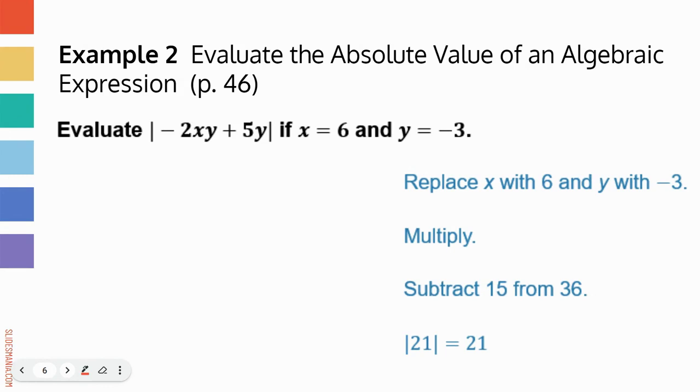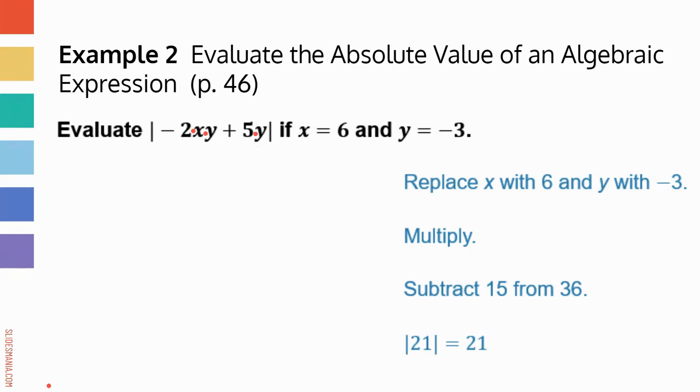Okay, we are going to start with example 2, where we are going to evaluate the absolute value of an algebraic expression. This is on page 46. So we have the absolute value of negative 2 times x times y plus 5 times y. Now remember, anytime you don't have an operation in between, like a number and variables, that is always going to be multiplication. So you can put little dots in between these. Okay, so that means multiplication.